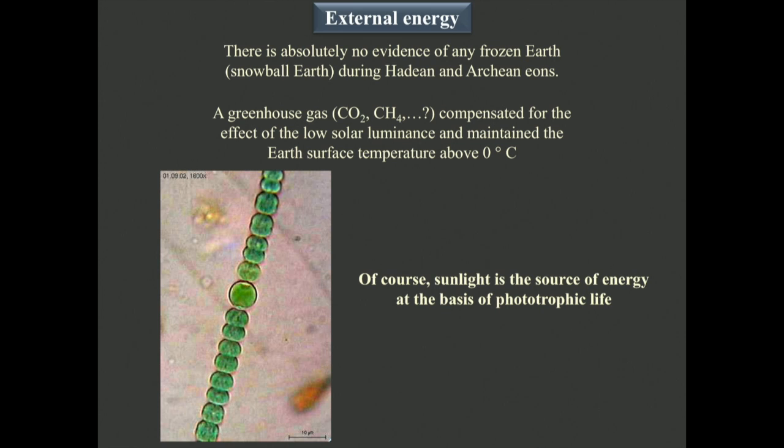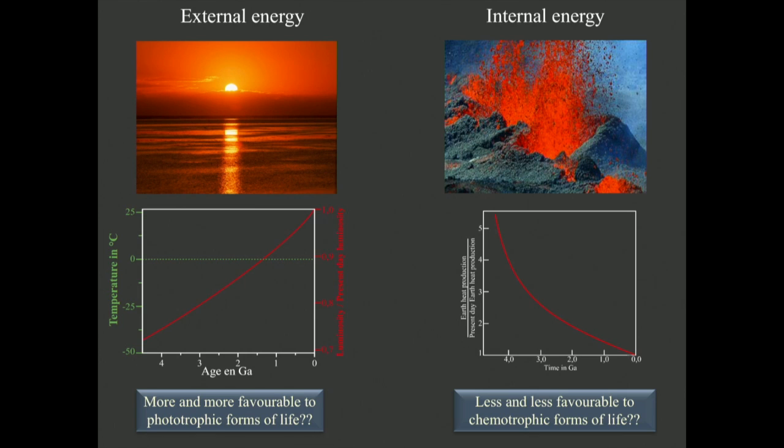And now if we compare the evolution of these sources, we can see two divergent evolutions. The luminosity of the sun increased during the history of the Earth, while the internal energy decreased. So the source of energy that is more favorable for phototrophic life became more and more important over time, while the one more favorable for chemotrophic life decreased over time. So I have finished.